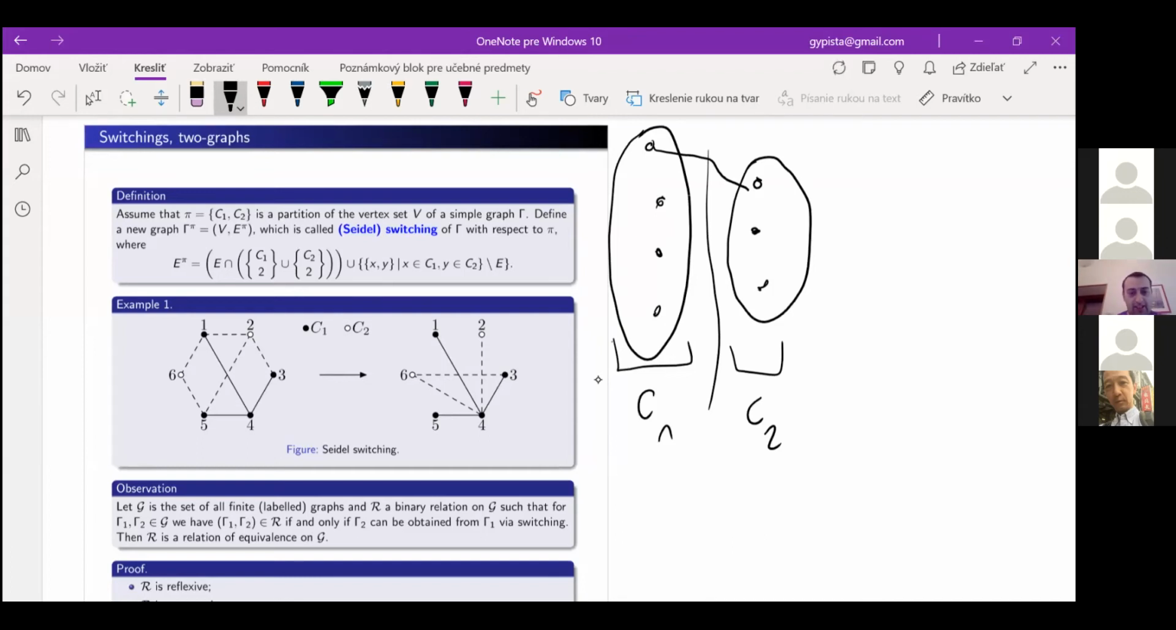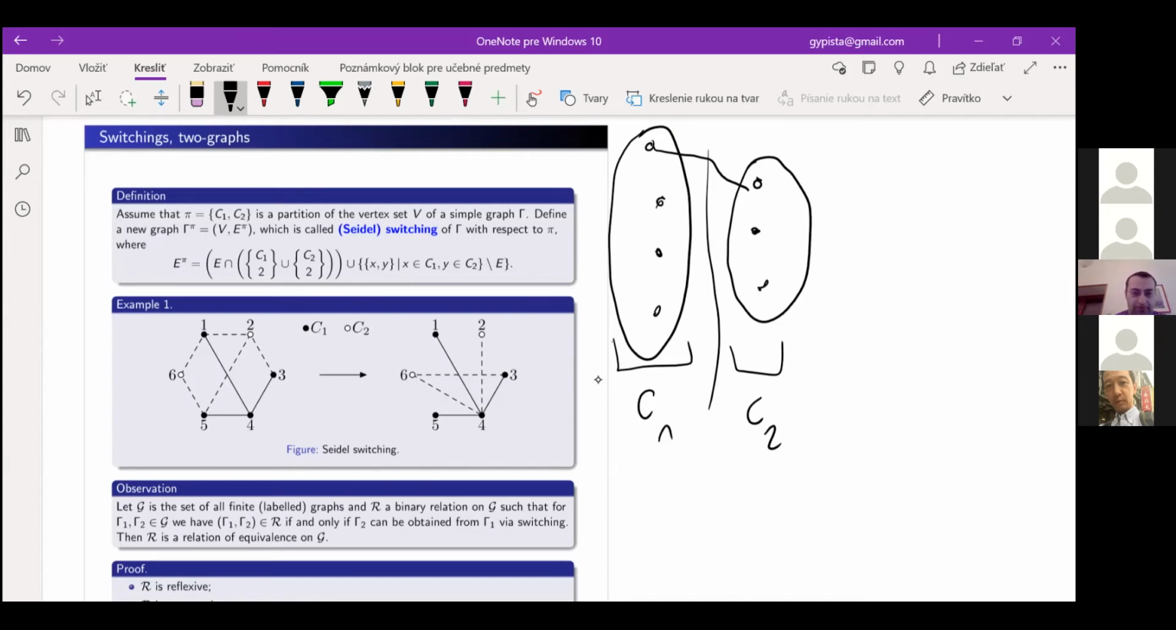The dashed edges are edges of the original graph. So one of the two cells is formed by the black vertices, and the second cell is formed by the two blue vertices. So edges inside the black cell are preserved. So this means that edges 1-4, 3-4, 4-5 are preserved. Inside the blue cell, we have nothing, so nothing is going to be changed.